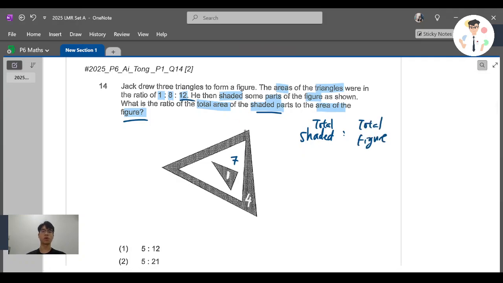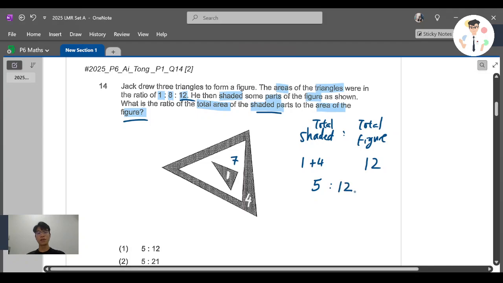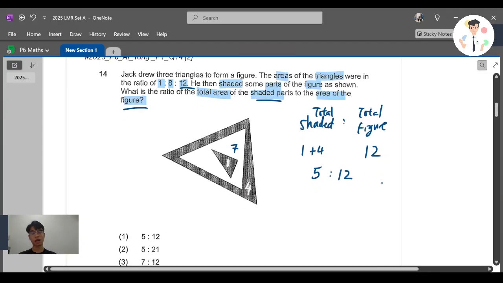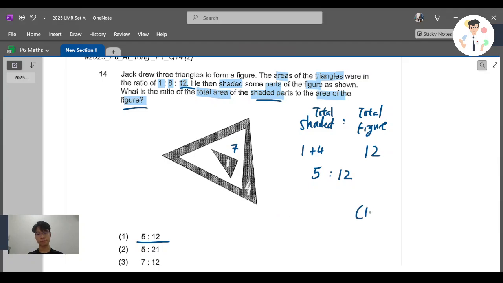It's 12 because the whole thing is 12, right? The whole thing here is 12. But what's the total shaded part? Again, I have one shaded here. I have another one here, 4. So 1 plus 4 is 5. So the ratio will be equivalent to 5 to 12, which is option number 1.